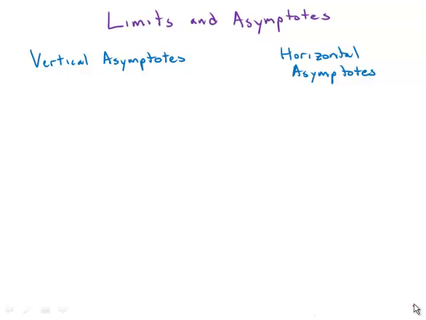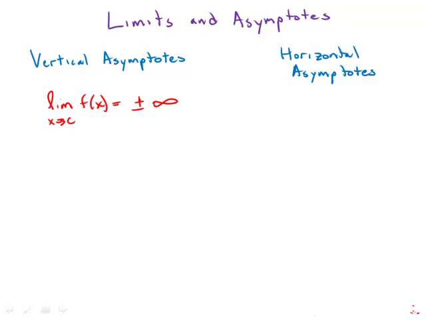Limits and asymptotes. Turns out we can talk somewhat more precisely about the idea of asymptotes now that we understand the idea of limits. So for example, a vertical asymptote: if the limit as x approaches c of f(x) equals either plus or minus infinity, then that is a vertical asymptote.